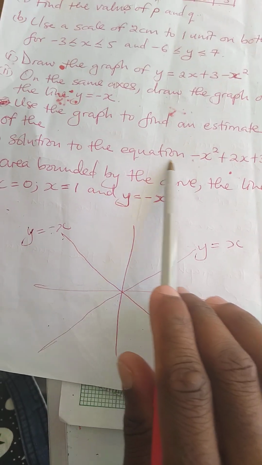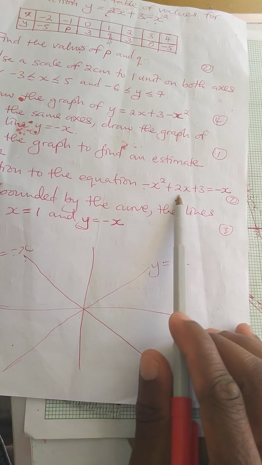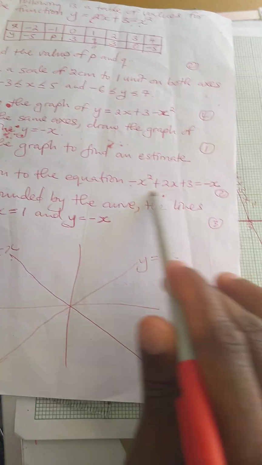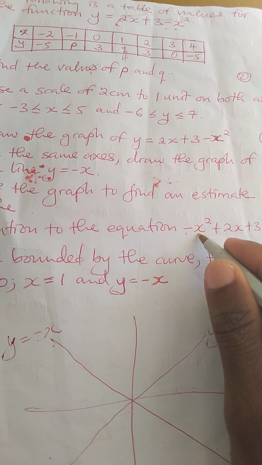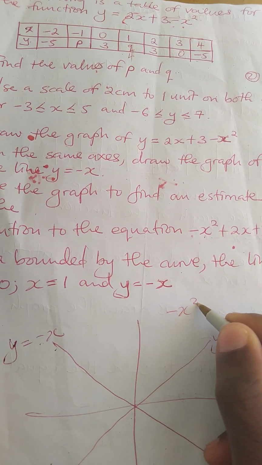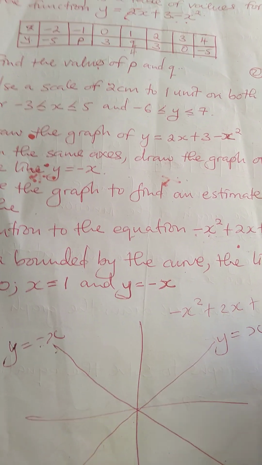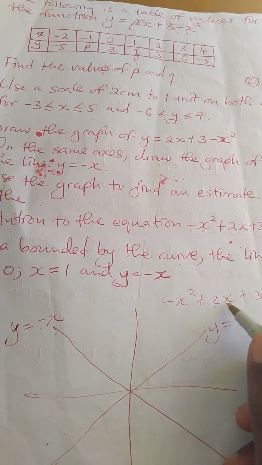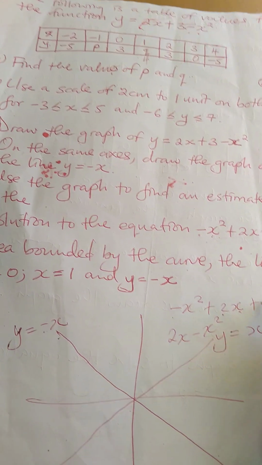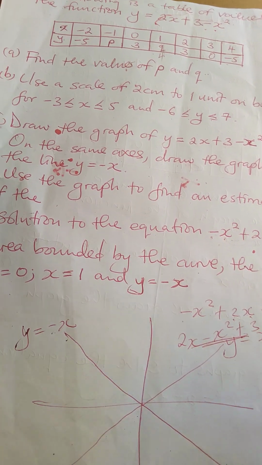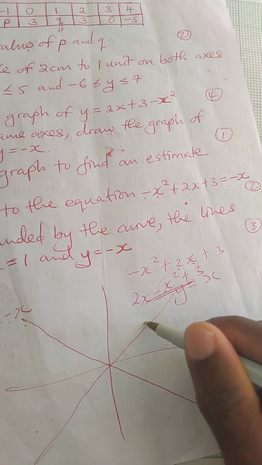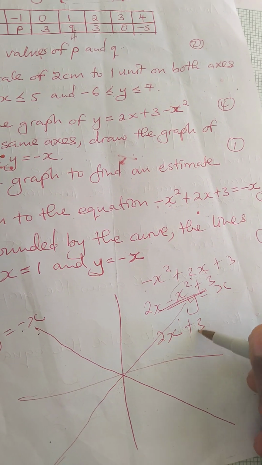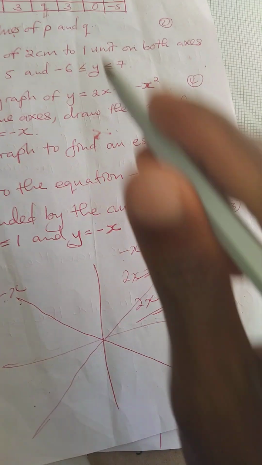Right, start with the solution to the equation negative x squared plus 2x plus 3. If you find this graph here, you rearrange it like this: negative x squared plus 2x plus 3. So it becomes 2x minus x squared, then plus 3. It is the same as 2x plus 3 minus x squared. The same applies with this one.